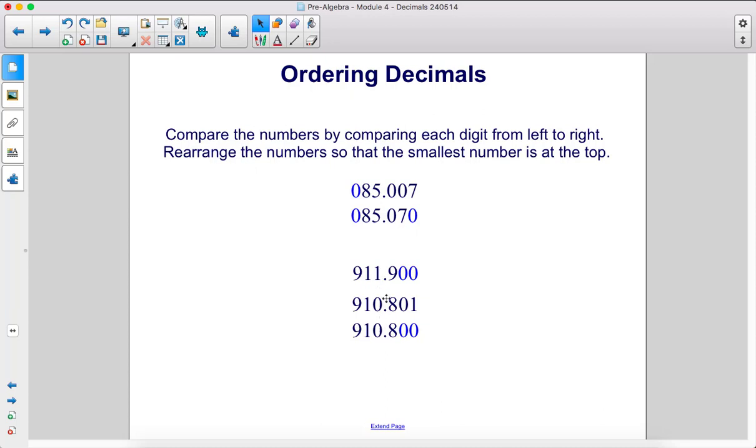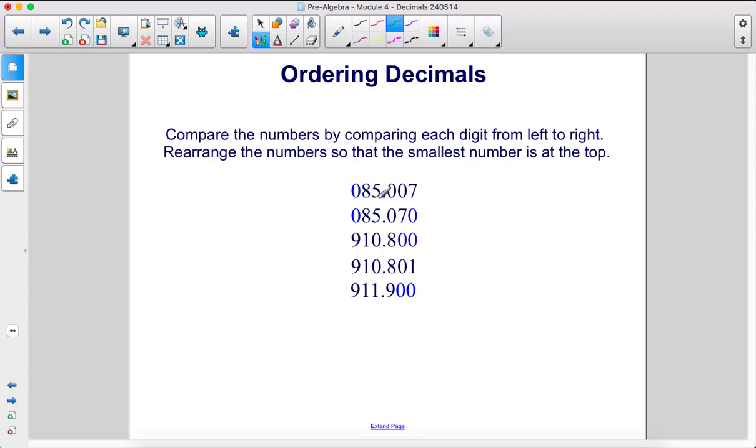All right, now we have these two. This one is smaller than that one, so I'm going to move it. Let's see. 085,007. This one is slightly bigger than that one. Then we have the 910, 911. So this is definitely the largest one. Then here we have 0.800, 0.801. So this one is slightly larger than that one. And we're done.